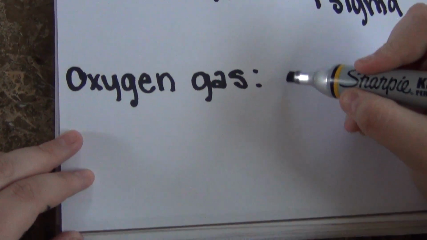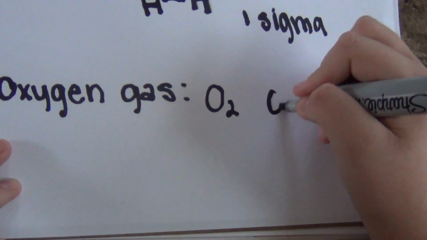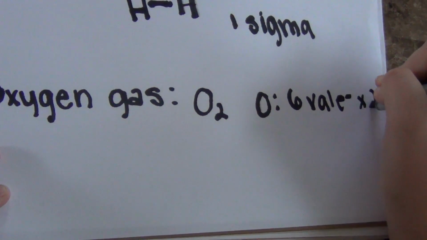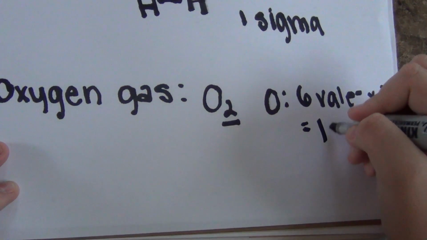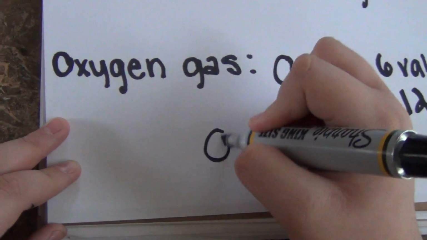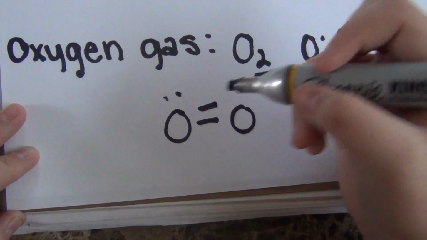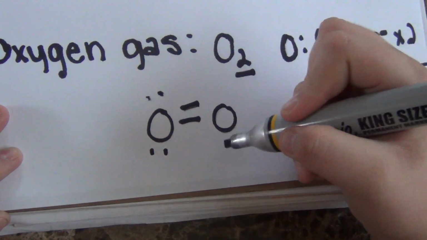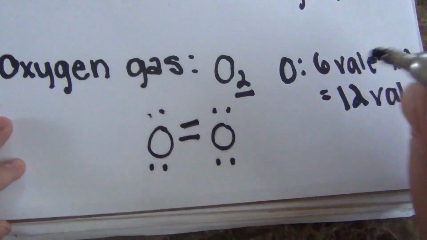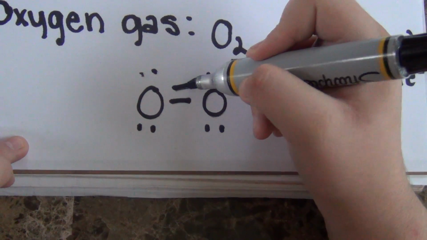So, for oxygen gas, it is O2. Once again, you must draw the Lewis dot structure. Oxygen has 6 valence electrons. When you times that by 2, because there are 2, you get 12. Therefore, the structure is, 2, 4, 6, 8, 10, 12. And that is the structure. Therefore, this is a double bond, which means there is one sigma and one pi.